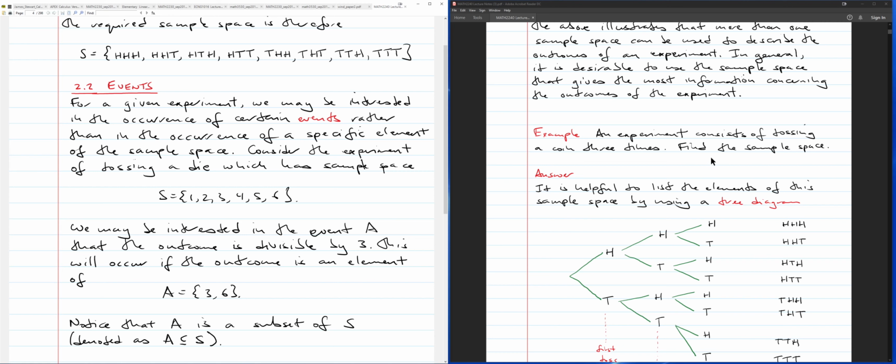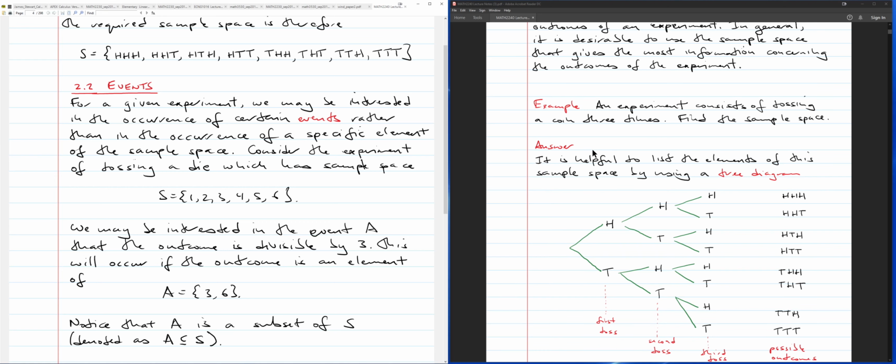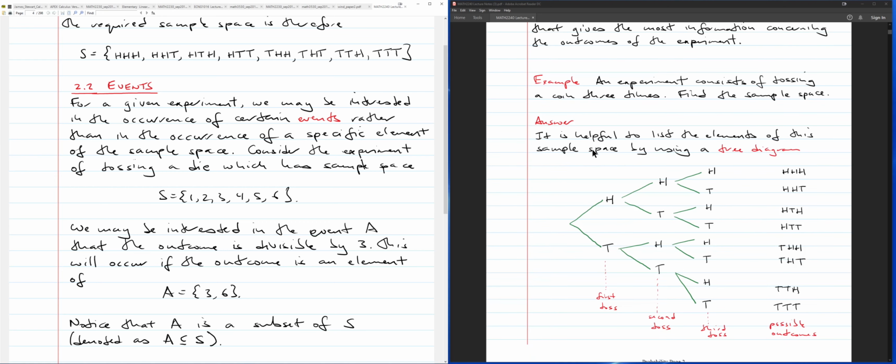Okay, so in this case, if we actually wanted to list out all the outcomes, well, they did ask us to find the sample space, so we need to enumerate the elements in the sample space. One way to do this is by using a tree diagram. This point over here is supposed to indicate that you start the experiment, and these are your possible outcomes after your first toss. So you can get a head or you can get a tail.